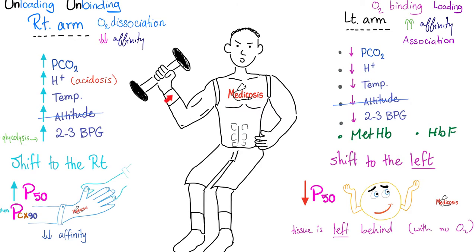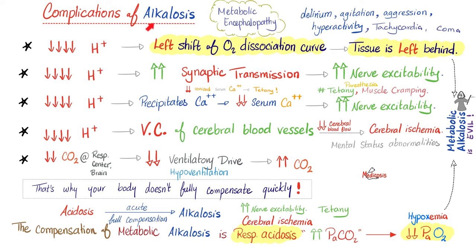Let me explain. Remember the oxygen dissociation curve, shift to the right versus shift to the left. Acidosis is here, but alkalosis is there. What does alkalosis do? It shifts the oxygen dissociation curve to the left, which means more binding of oxygen to the hemoglobin and less dissociation, which means less unloading of oxygen from the hemoglobin to the tissue. When your tissue is receiving less oxygen, that is evil. Metabolic alkalosis will cause a left shift, where the tissue is left behind without oxygen.